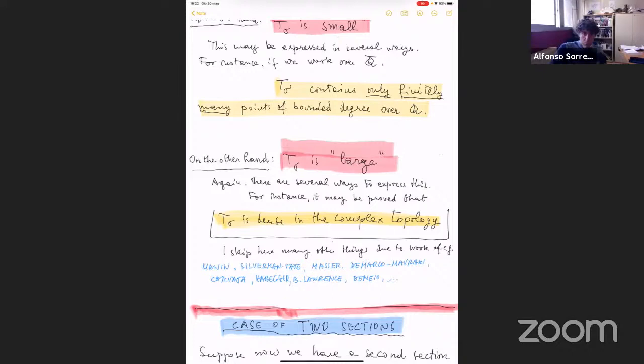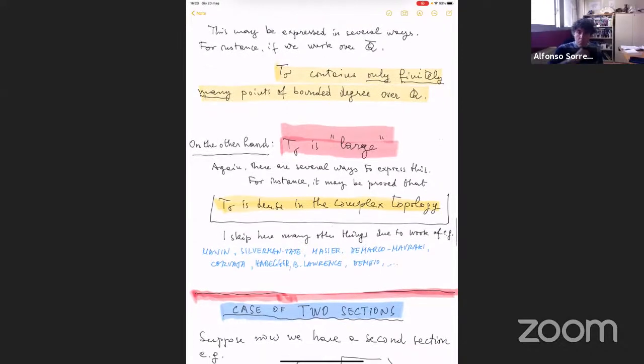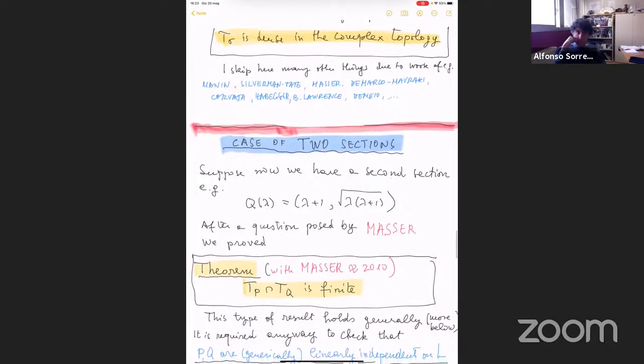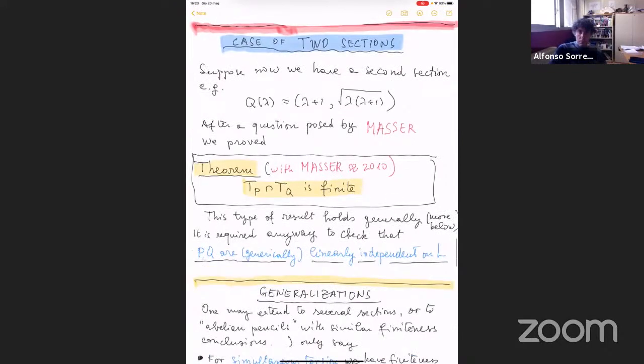I skip here many other things that can be said, due to the work of the authors that you may see written: Manin, Silverman, Tate, Masser, DeMarco, Mavraki, Corvaya, Habegger, Brian Lawrence, Julian De Maio, and others. Now let me go to the case of two sections.